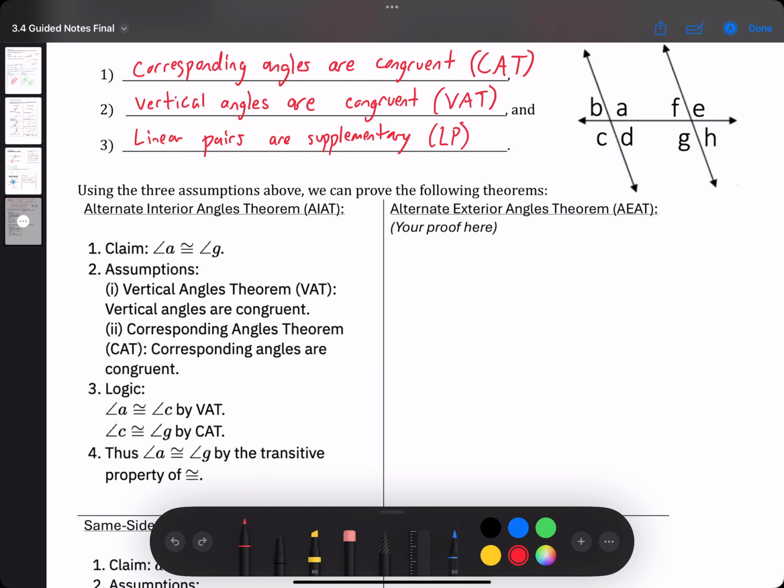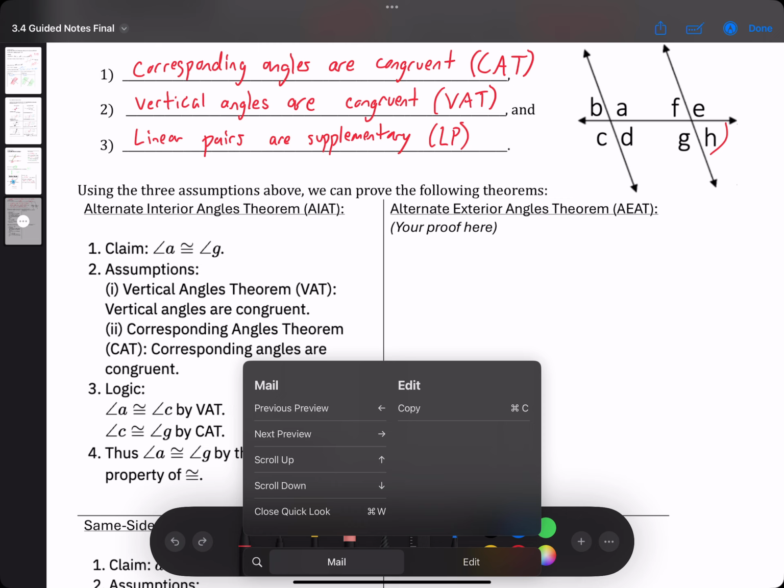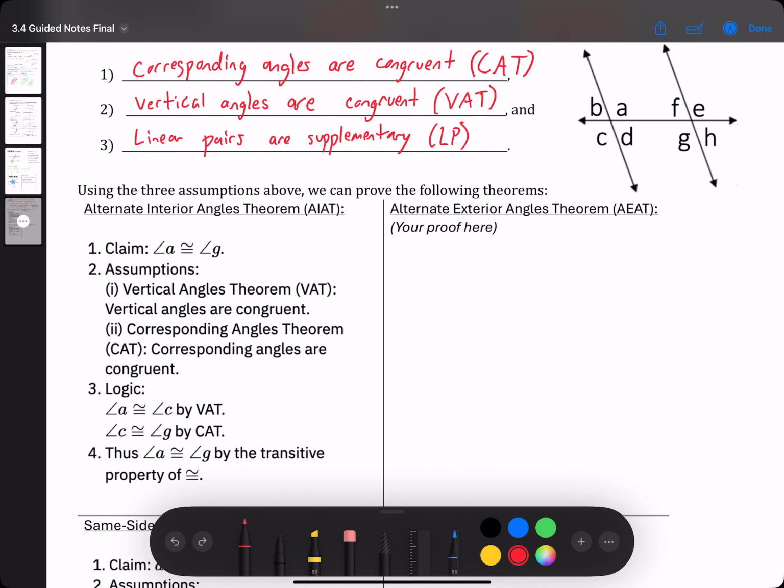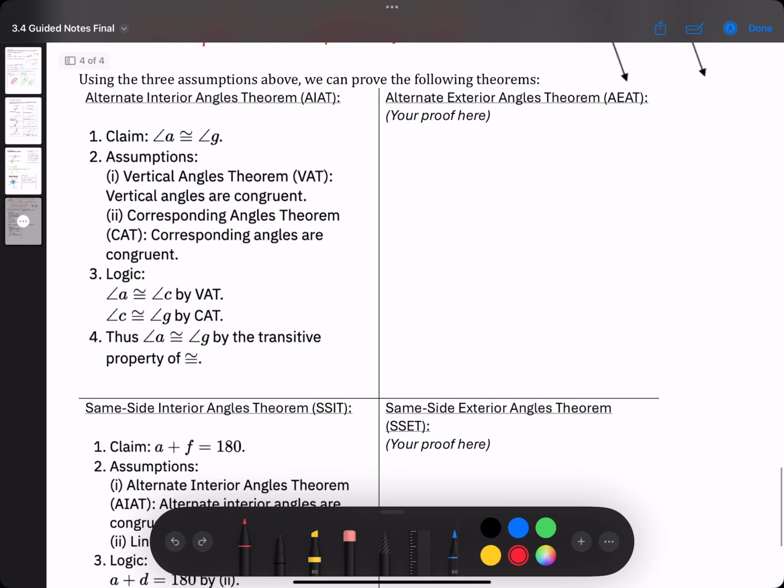You're going to start with a claim. You're going to take two alternate exterior angles, so for example, B and H, or maybe C and E. Take two alternate exterior angles, and then you're going to prove they're congruent to one another using the claim, assumptions, and logic, and ending up at a conclusion.